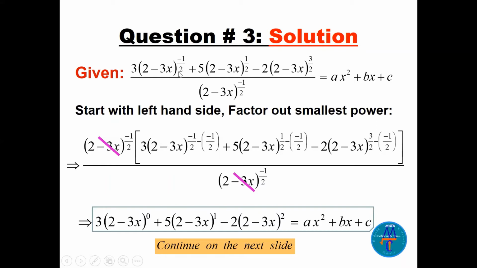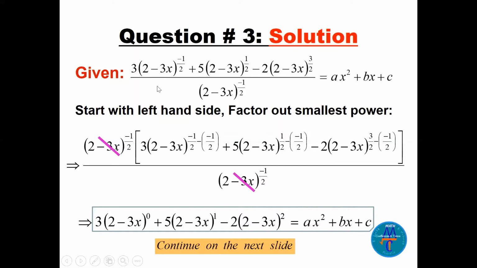Start with the left side. This is the left side. Factor out the smallest power. So the smallest power is 2 minus 3x to the power minus half. We have seen some similar questions in this video. So now what do I write? I write the 3 inside the big bracket. You see the big bracket? 2 minus 3x all to the power of minus half minus the power outside. This is the way to do it.